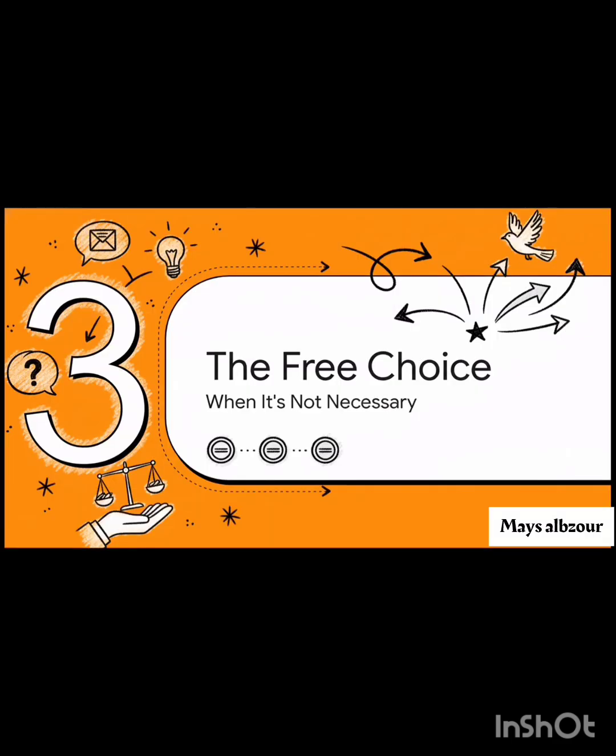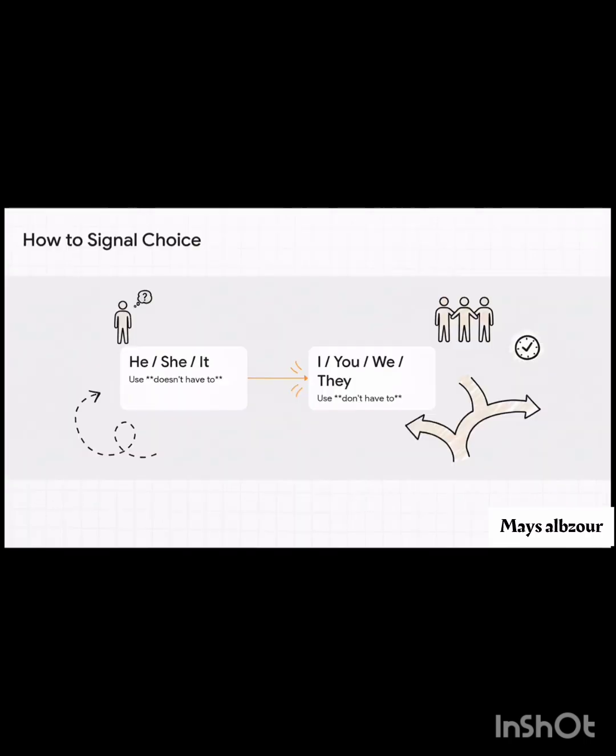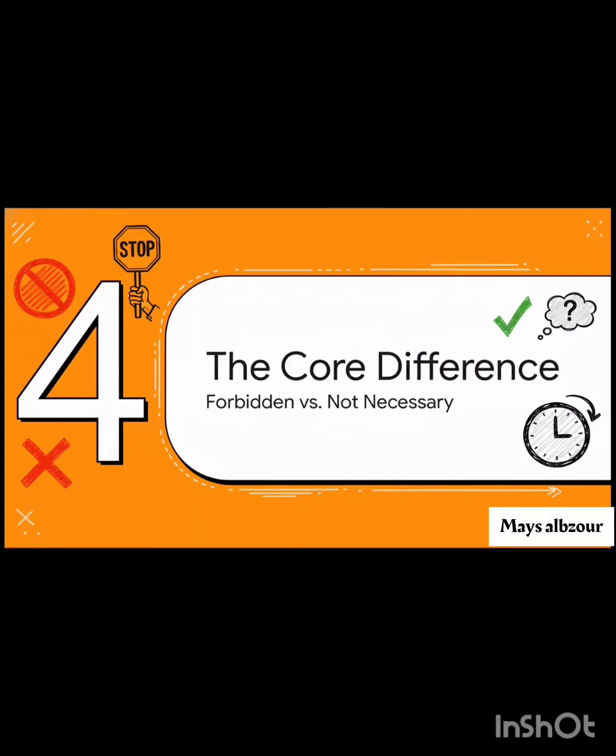Now let's move to the free choice. When it's not necessary, non-optional, something that is not necessary to be done, there is no rule forcing you. Now, how to signal choice. He, she, it take doesn't have to. You, they take don't have to. Let's take the uniform example. On a normal day, she has to wear it. But on an open day, she doesn't have to wear it.